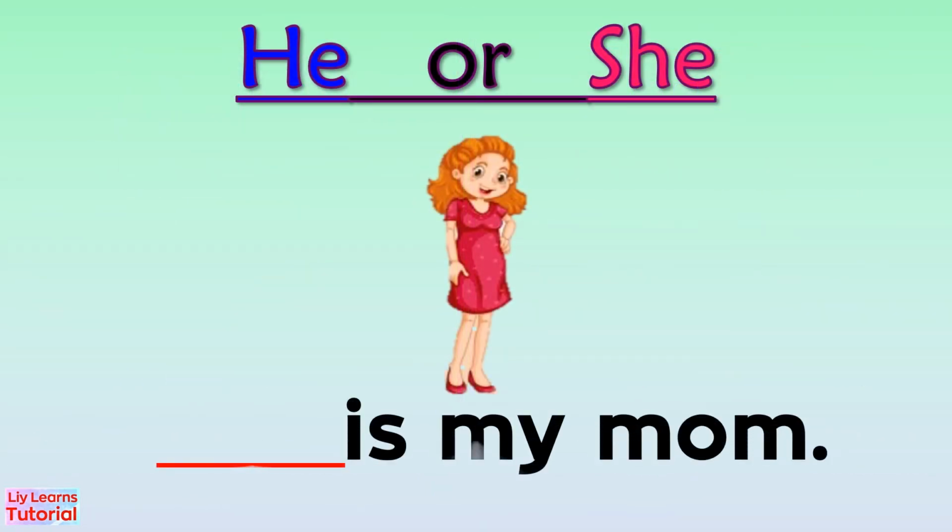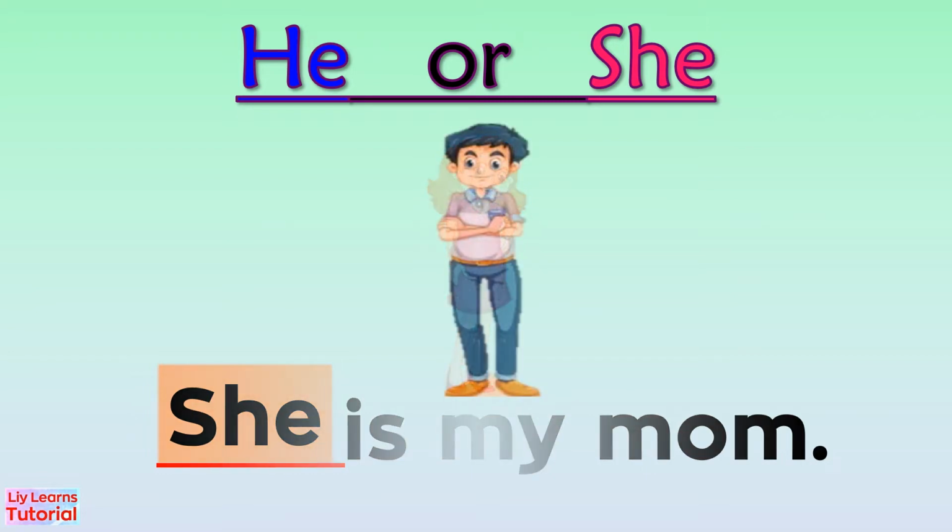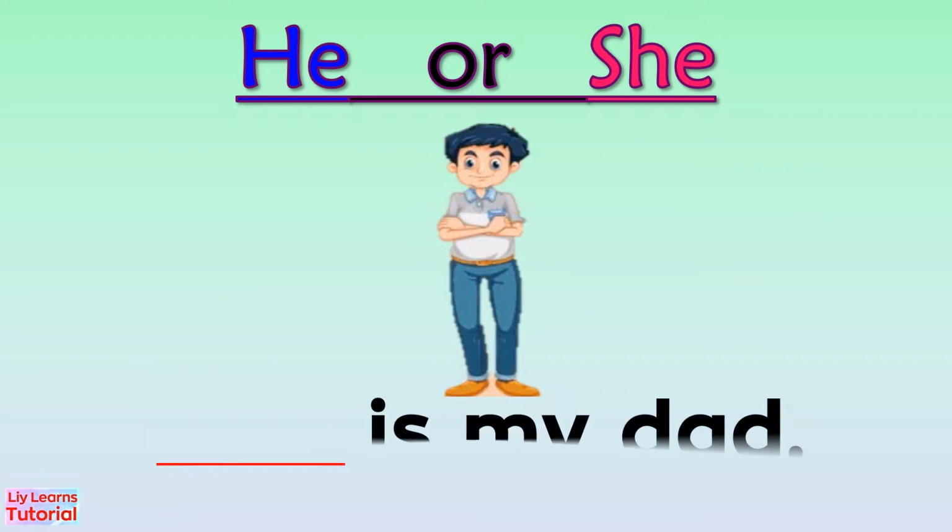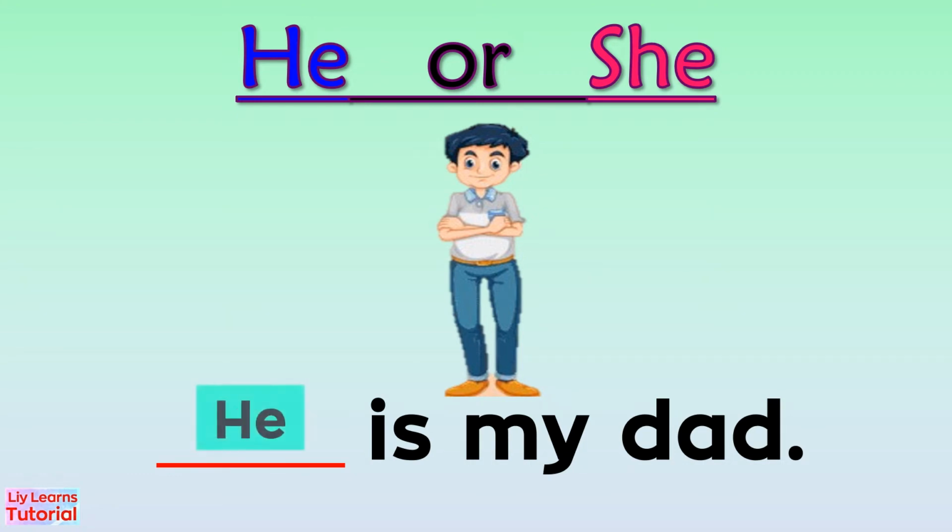Let's answer some more exercises for the sake of practice. Blank is my mom. The answer is she because mom is female. Blank is my dad. The answer is he because dad is male.